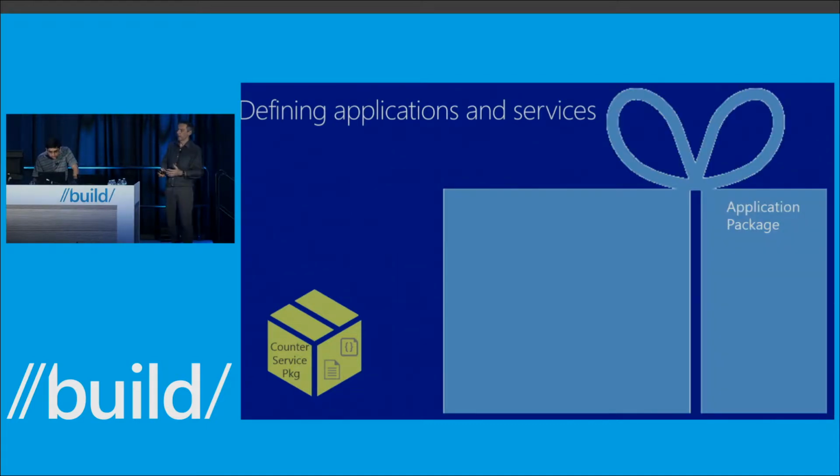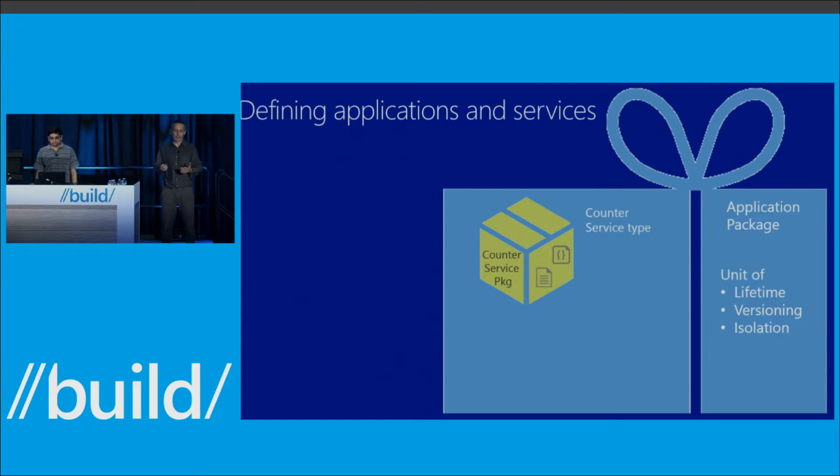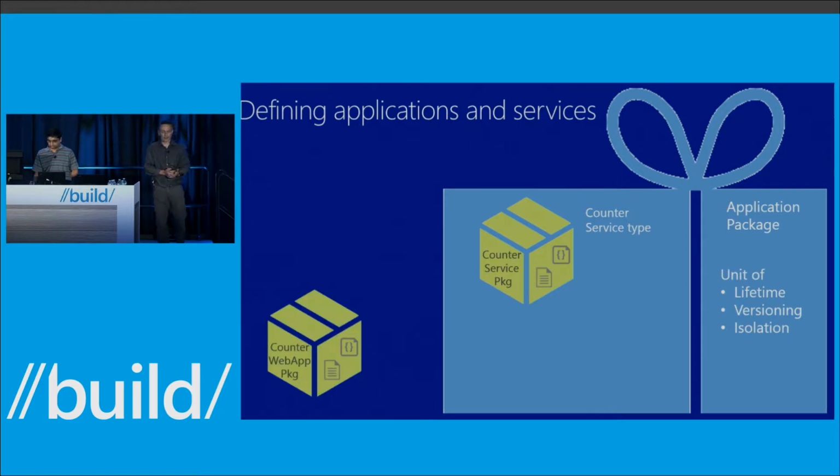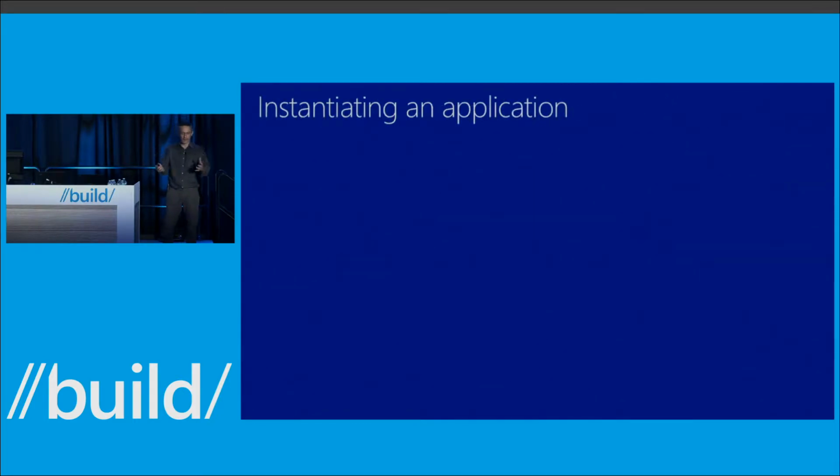What you do next is you say, I'm going to define an application package. And my application package is like a container for the service packages. It defines a boundary of versioning, boundaries of isolation, and boundaries of lifetime. And in itself, you can put the service packages inside here. I can define a service package for a service called the counter service type. And I can define another service package here, and this might be a web application, and this will be called the counter web application type. So I've got two types of services deployed inside my application package, which provides a logical boundary around them all and gives the units of lifetime, versioning and isolation. And that thing itself is defined as a type.